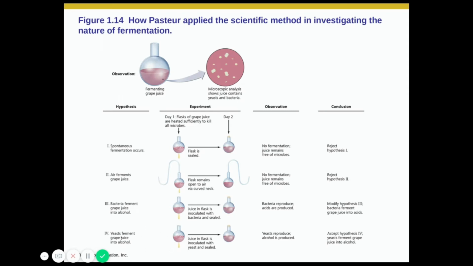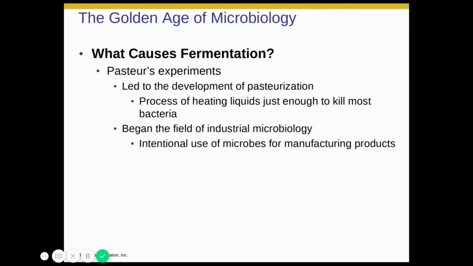So now you do the same thing with yeast. You heat up to kill all the microbes that are in there. You inoculate it with yeast. And what do you have? You have alcohol. So what did he just figure out? Well, he figured out that fermentation, in order to produce alcohol, requires yeast. So yeast is what you need in order to make that alcohol. Okay?